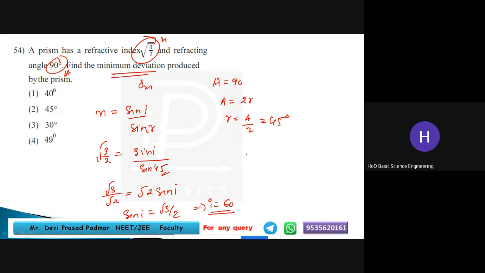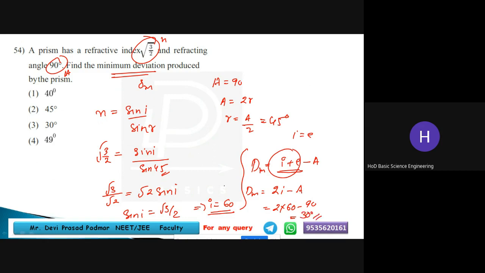Okay, so our requirement is minimum deviation, right? That is i plus e minus A. But at minimum deviation, i equal to e. Therefore, delta m can be written as 2i minus A. That is 2 into 60 minus 90. So 120 minus 90. So what do you get? 30. Right?